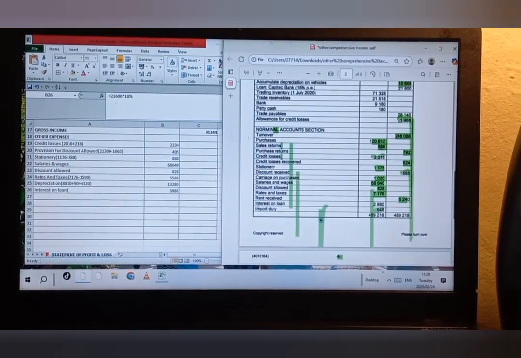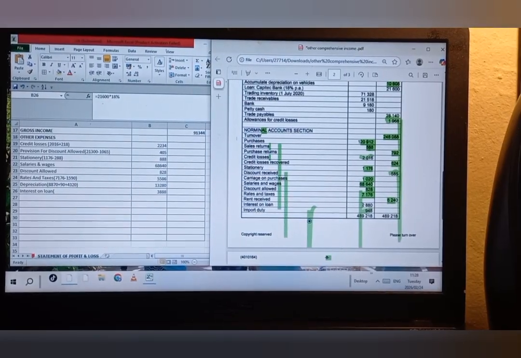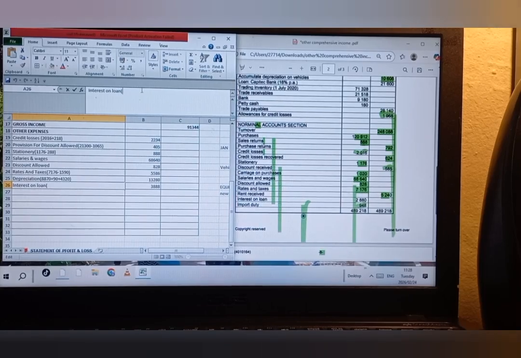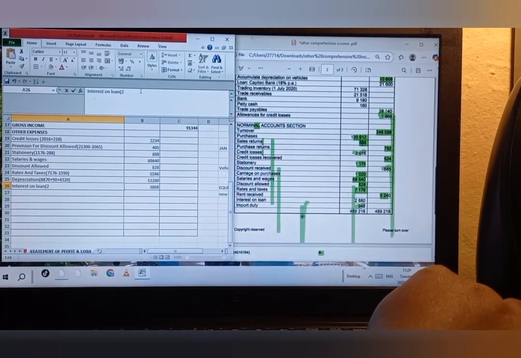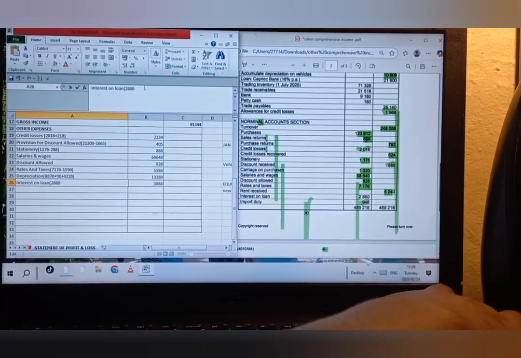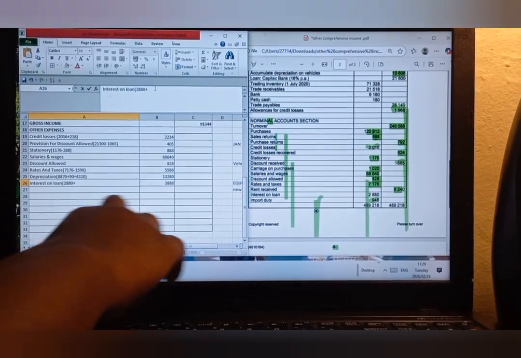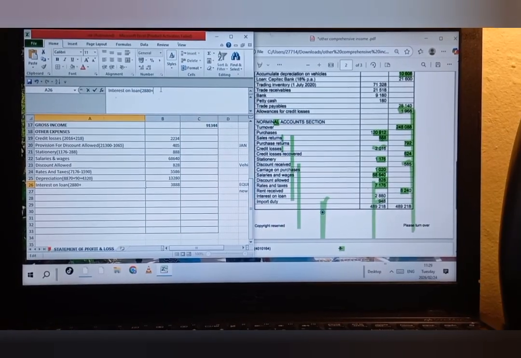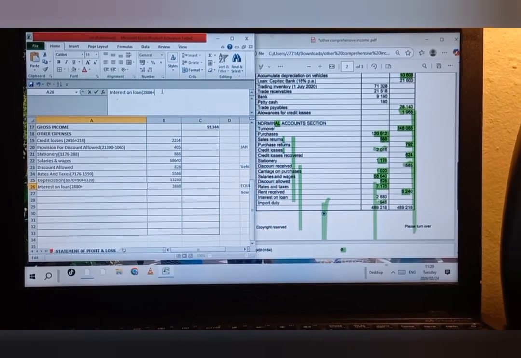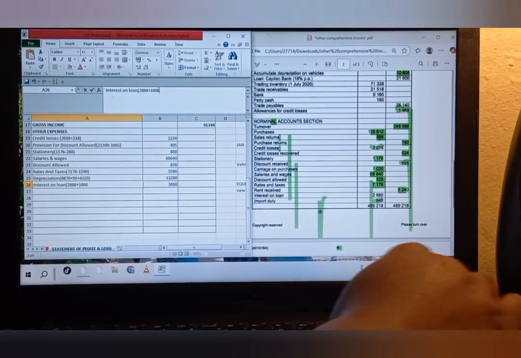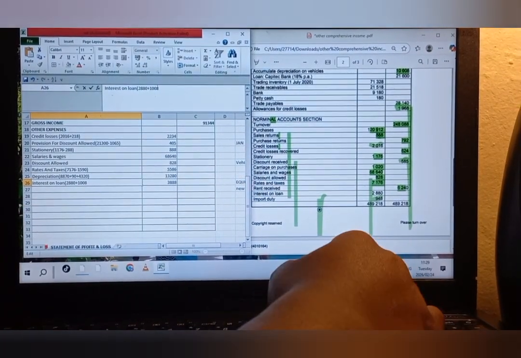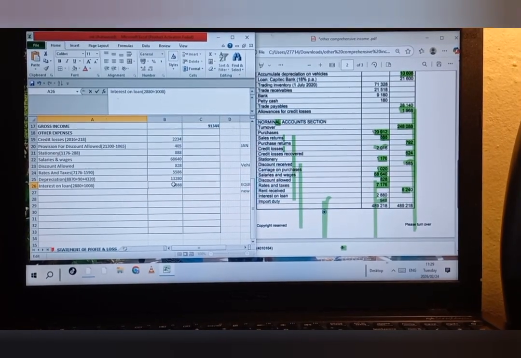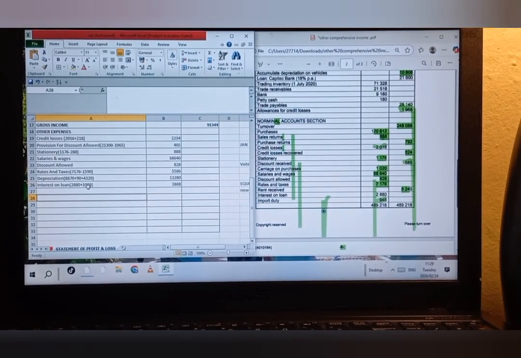And then interest on loan, we have already paid 2,880. So 3,888 minus 2,880, you will get your difference. The difference, which is 1,008 rand. So this amount is the outstanding interest that we still need to pay. This is how you do it, guys.